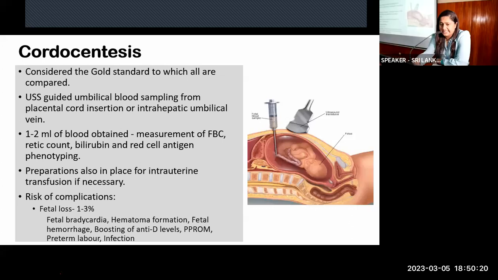Now, this procedure has a procedure-related fetal loss of 1 to 3%. Some of the risks include fetal bradycardia, hematoma formation, fetal hemorrhage, boosting of anti-D levels, preterm pre-labor rupture of membranes, preterm labor, as well as infection.